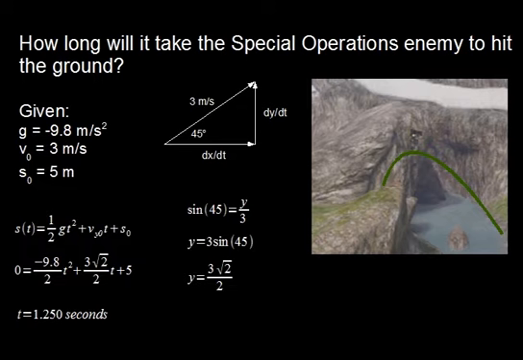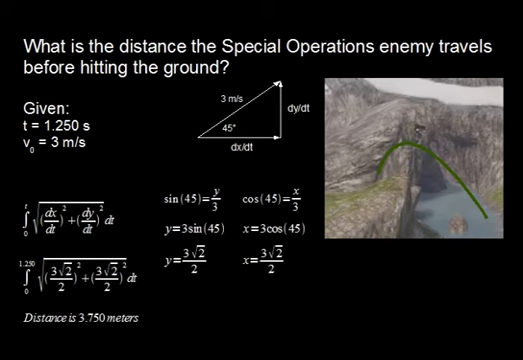Using the formula, s of t is equal to 1/2 g t squared plus vy naught t plus s naught, where vy naught is equal to dy dt. So 0 is equal to negative 9.8 over 2 t squared plus 3 root 2 over 2 t plus 5. So we plug this into the calculator and graph it and come out with t is equal to 1.250 seconds.